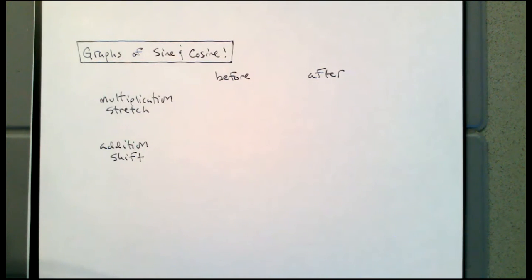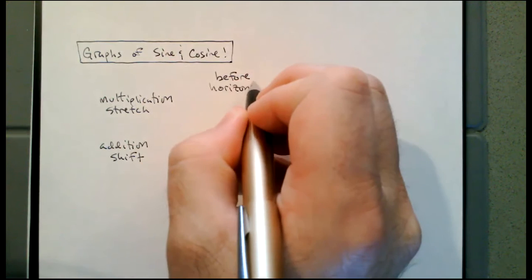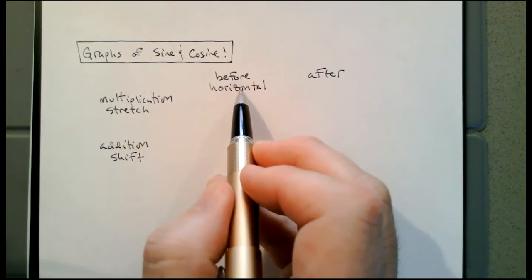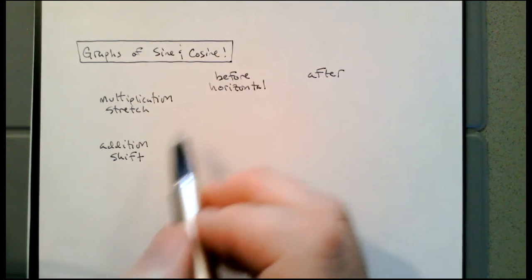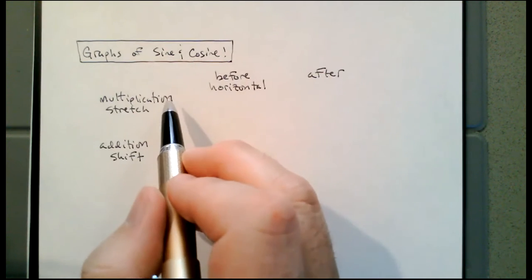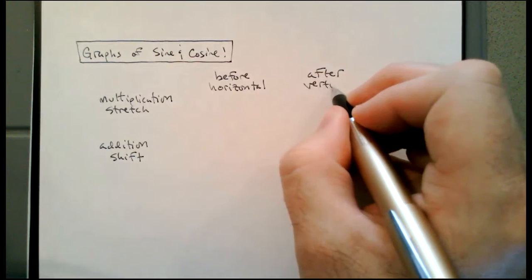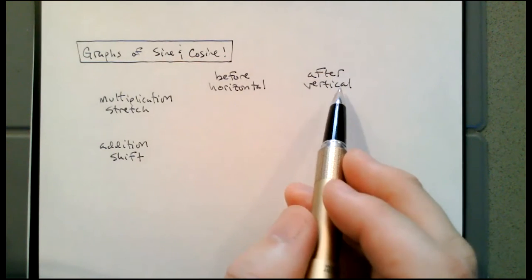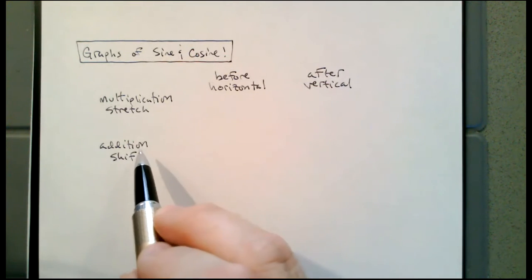If we apply the operation before the trig function, that will produce horizontal effects on the graph. So multiplication before will produce a horizontal stretch. Addition before will produce a horizontal shift. If we apply the operation after the trig function, then the effect will be vertical. So multiplication after the trig function will produce a vertical stretch. Addition after the trig function will produce a vertical shift.